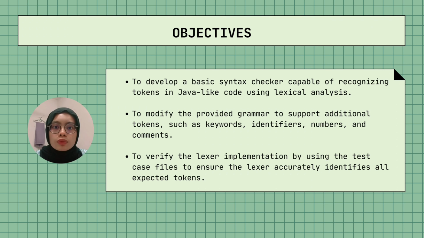Finally, we want to verify that the Lexer works properly by testing with MJ files. This test will help ensure that all tokens are recognized accurately and that the Lexer behaves as expected. This objective will help us better understand how a lexical analyzer works and how compilers begin processing our code.